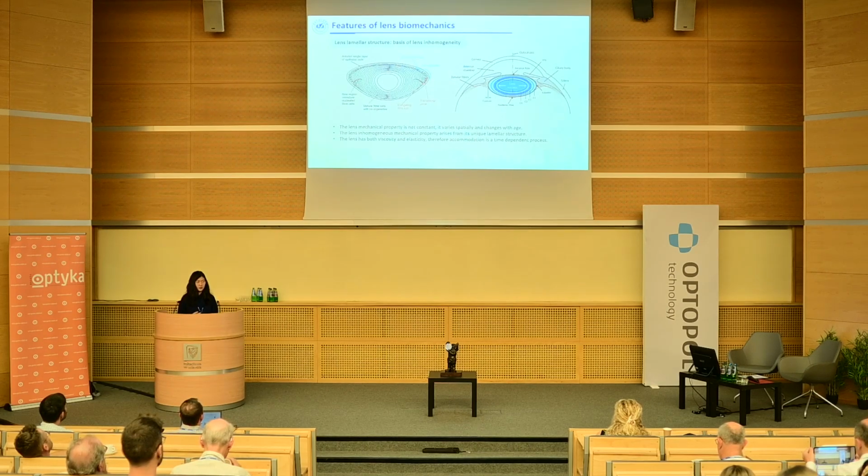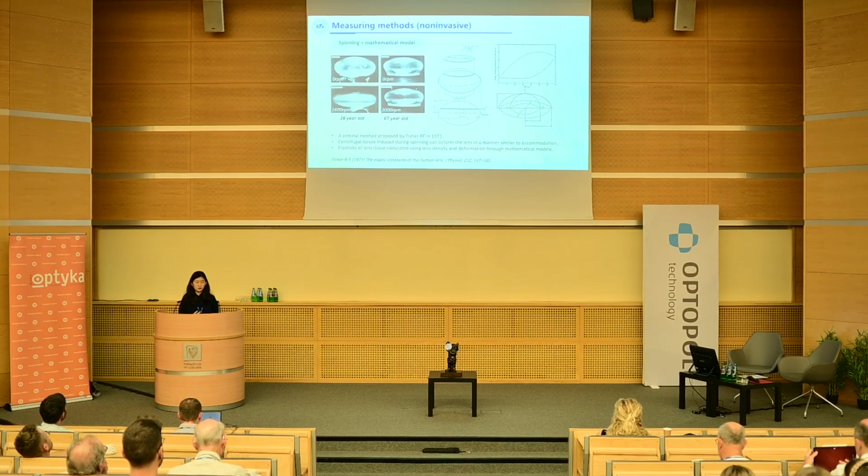Also, because there are concentrated protein solutions inside the lens, it has some kind of viscosity. So in summary, the lens property is viscoelastic, inhomogeneous, and as a biological tissue, it keeps changing with age. So it is in a dynamic state.